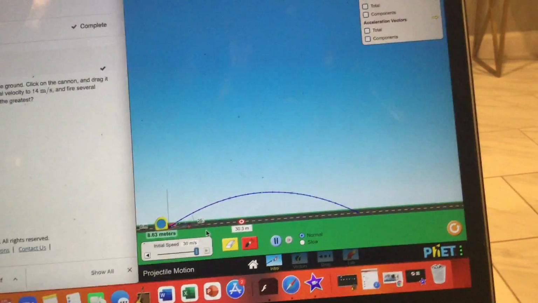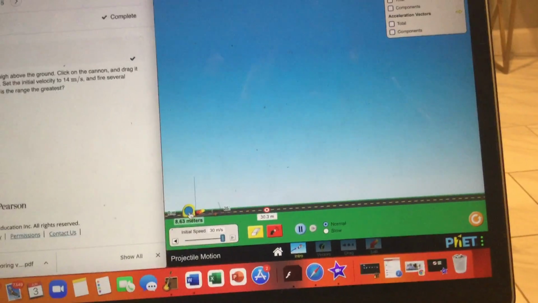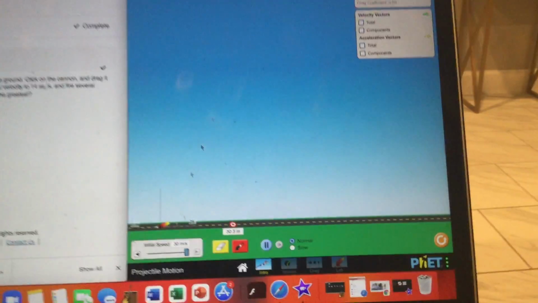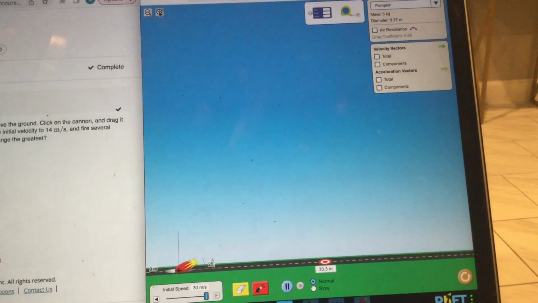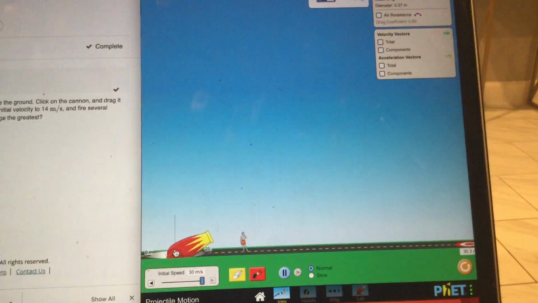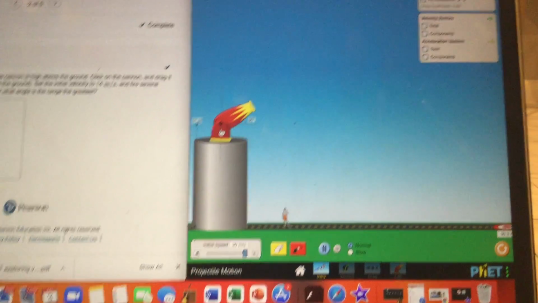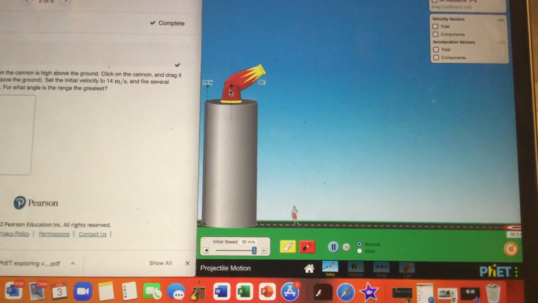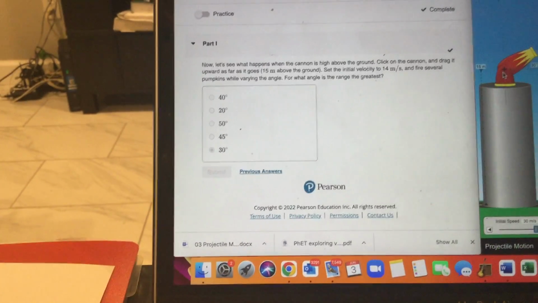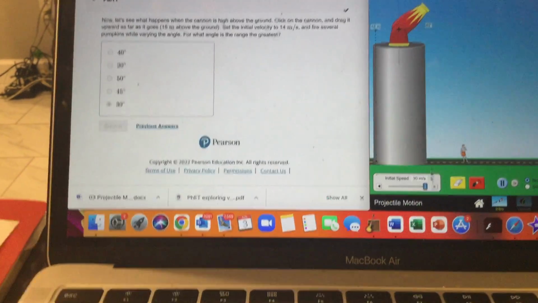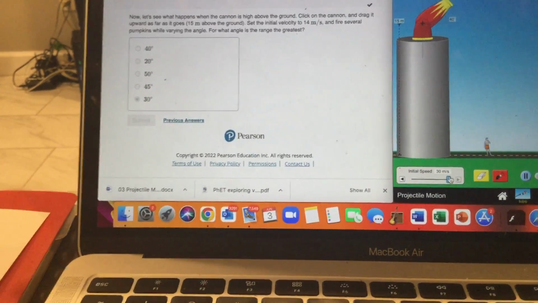So we'll delete this. Put the tape measure back. Zoom in. Raise this to 15 meters. Now let's test angles. So we'll test 40, 20, 50, and 45. 40. 14 meters per second, we'll put it.